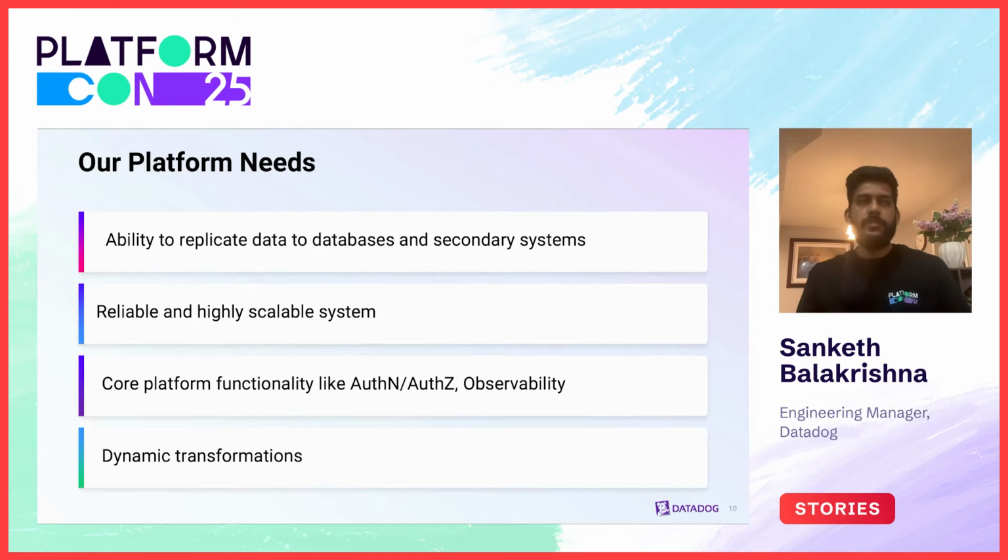So, considering all of this, we came up with a core set of requirements. We wanted the ability to replicate data to and from different databases and into secondary systems. We wanted the system to be highly reliable and highly scalable. We wanted some core platform functionalities like authentication, authorization, observability features, schema management and schema evolution, and so on. And we also wanted the ability to transform data dynamically when data is being replicated from one system to another.